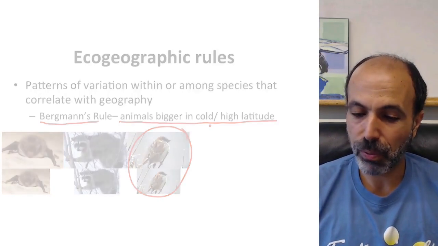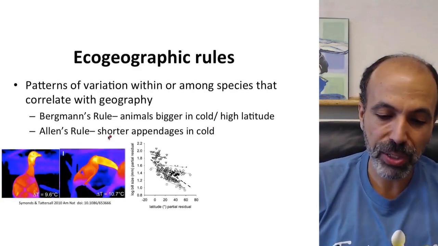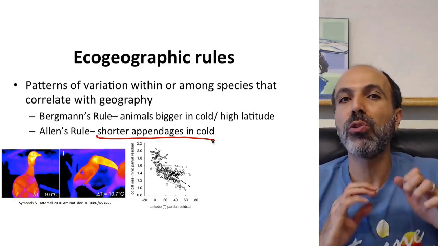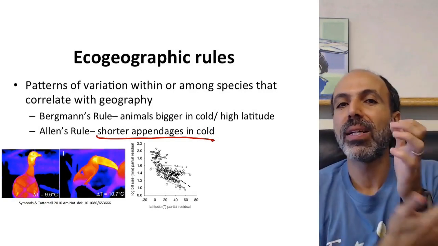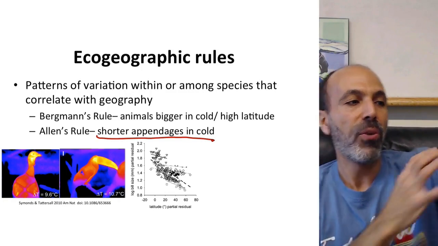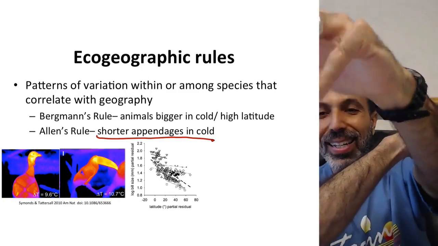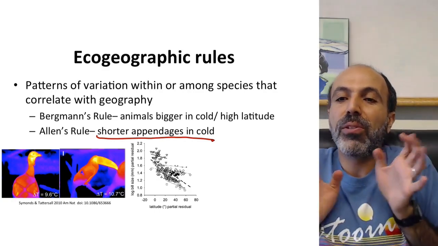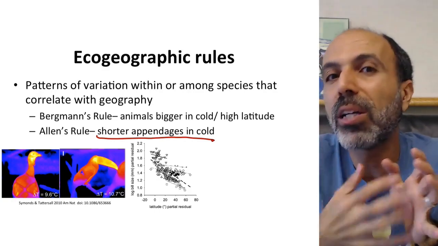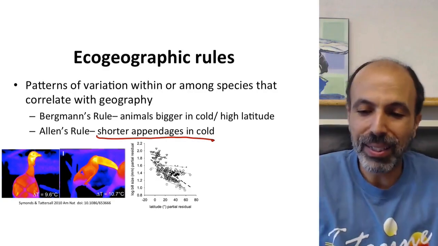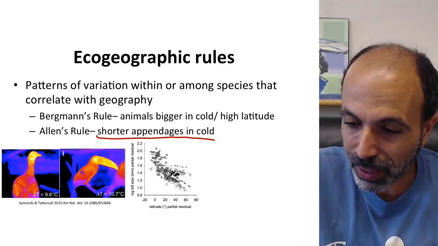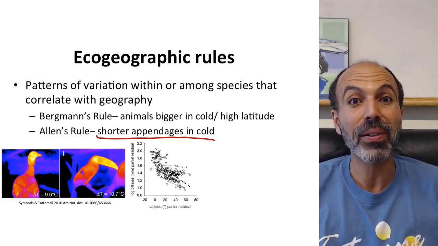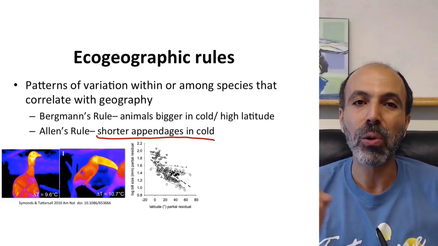A similar rule is Allen's rule, that animals tend to have shorter appendages in cold environments. Now, why would you do that? Why would you have shorter appendages in cold environments? Again, think of it in the context of surface area: if you have long, lanky arms, then you might be losing more heat in a cold environment. In contrast, if you have short, little stubby arms, then you're not going to be losing so much heat. So one classic example of this that's been cited repeatedly is the ears of the polar bear compared to the ears of other bears. Again, shorter appendages in colder environments.